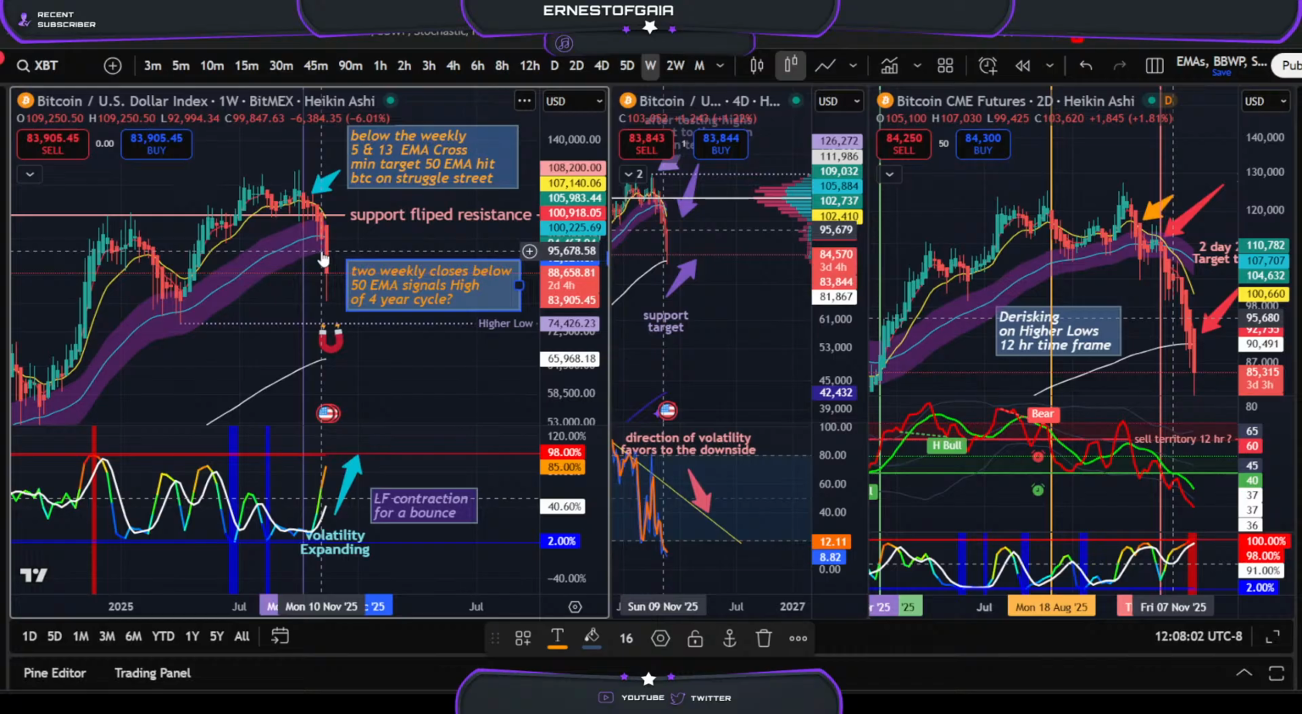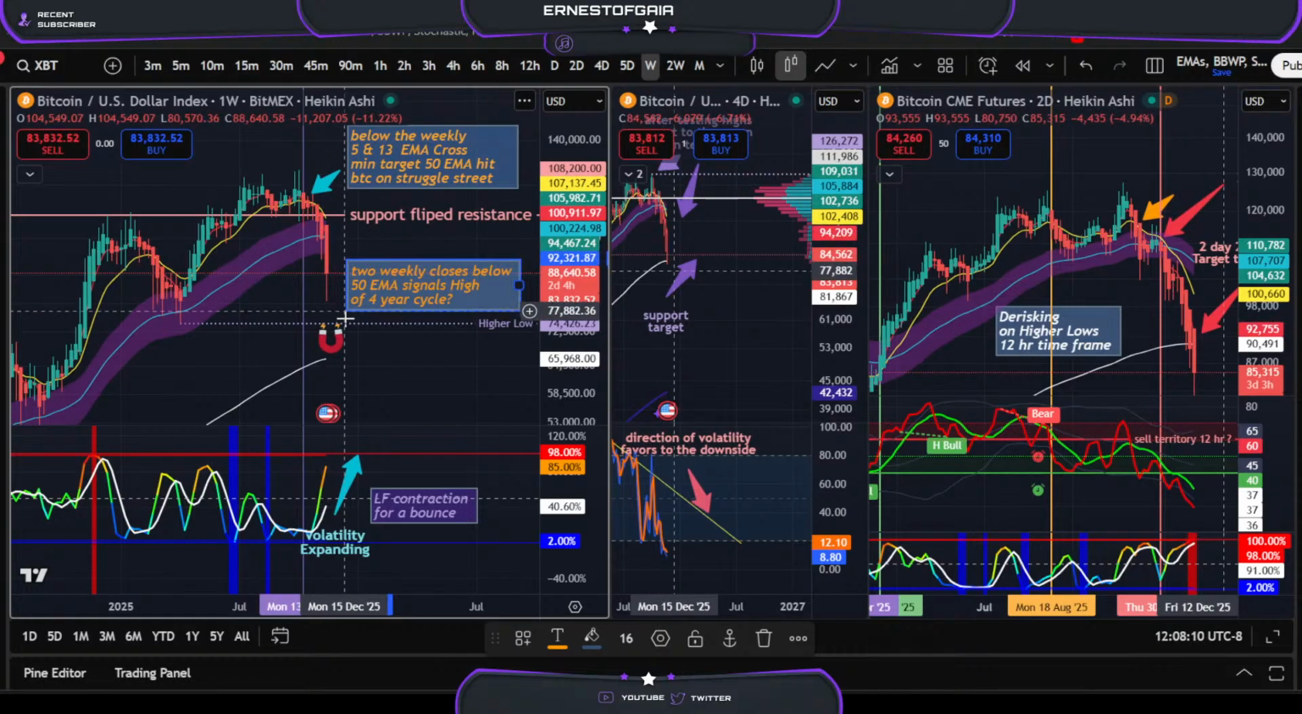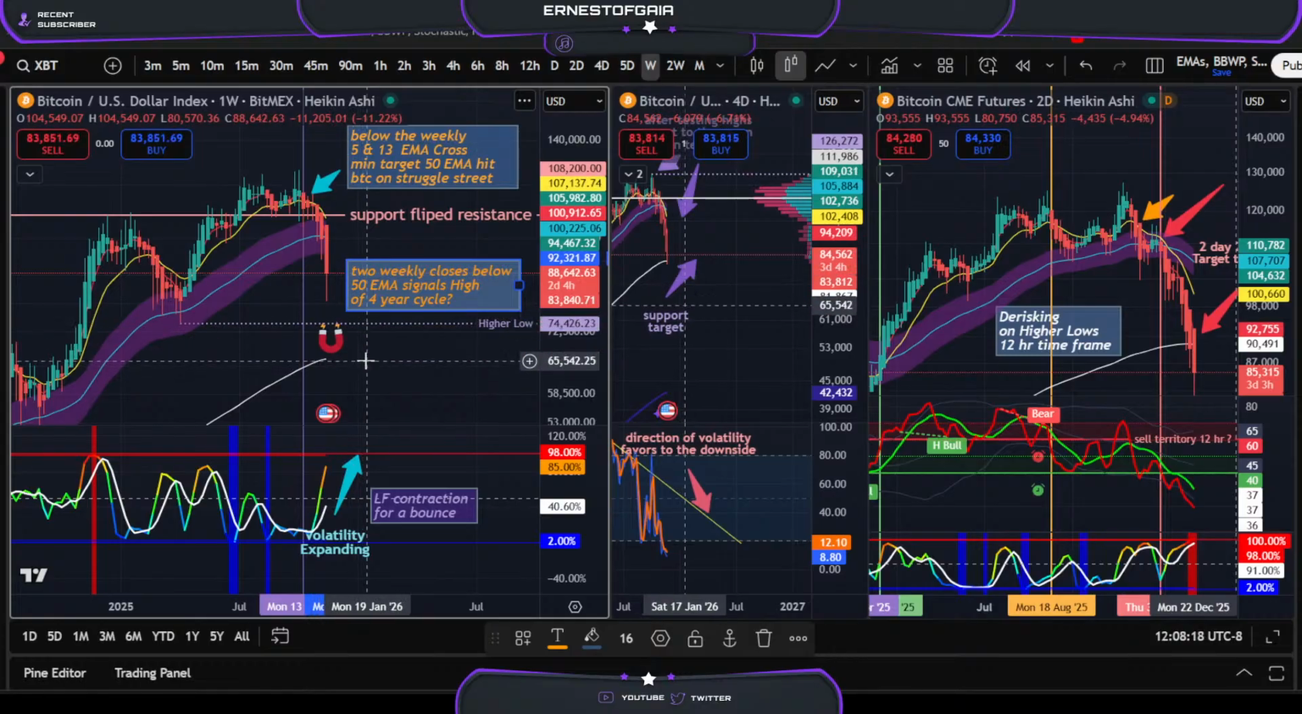So we want to be very cognizant of that. And of course, we really need 3 candles below the 50-week EMA to confirm, and then to set up price targets to the 200 weekly EMA, which is sitting down here at 65. So remember, 75, 65, 66 are 2 areas of interest to the downside.